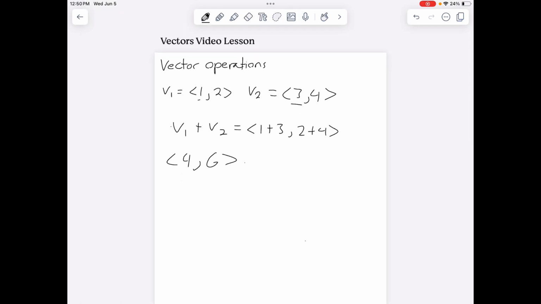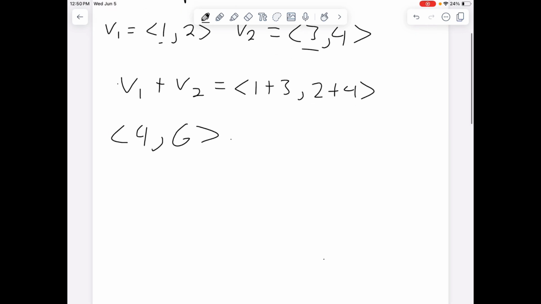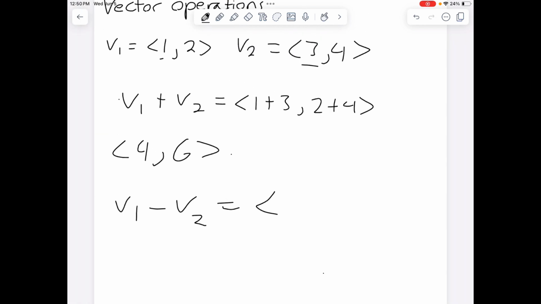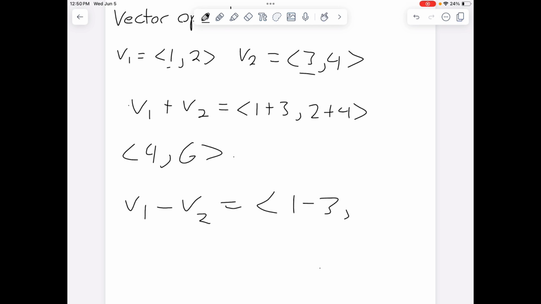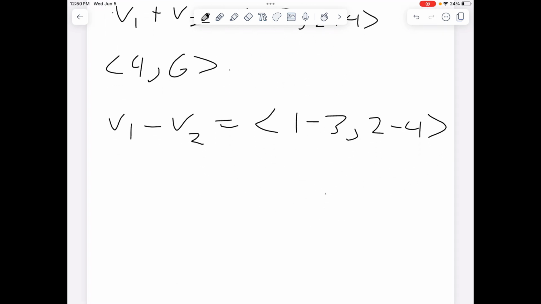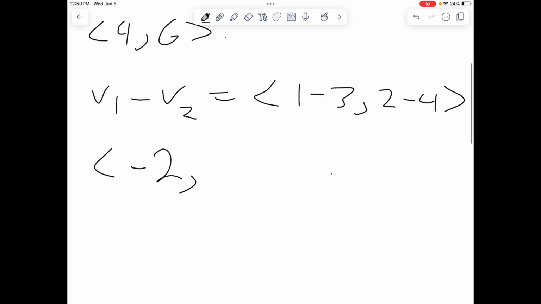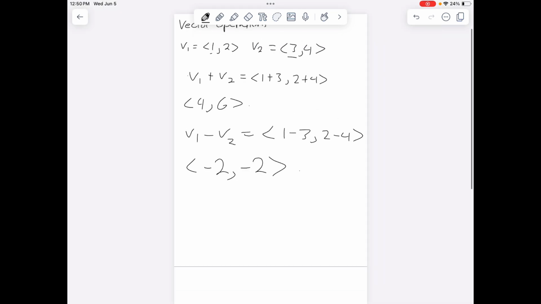Now let's say we're using the exact same equation, except we're subtracting this time. It's going to be the exact same principle. All we have to do is simply subtract the like terms again. So if we did vector 1 minus vector 2, we would have 1 minus 3 and 2 minus 4. And this comes out to be negative 2, negative 2. So that's the basic adding and subtracting operations for vectors.